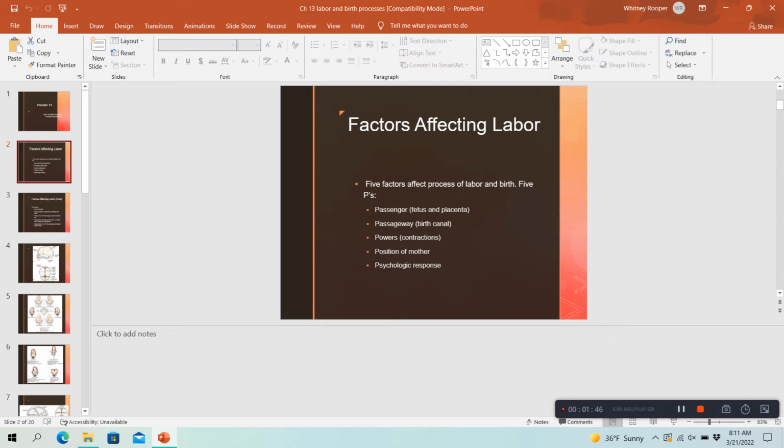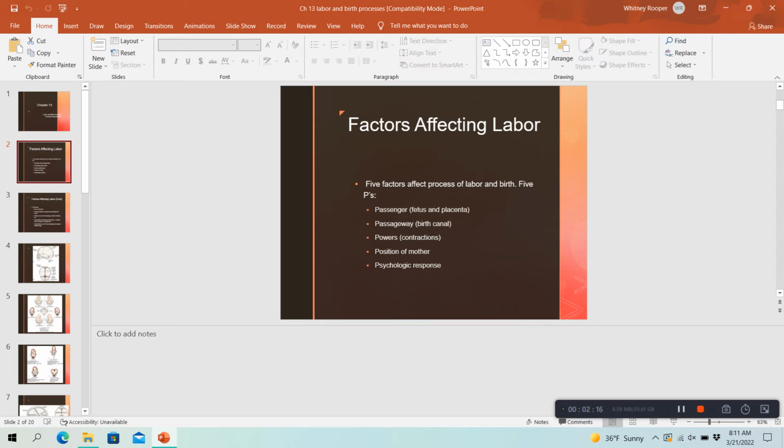In this case, the first P is passenger. The passengers are the fetus and the placenta. Those are the 2 passengers in this process. The second P is passageway, and the passageway is the birth canal, the way that the fetus exits the body. The third P is the powers, and the powers are the contractions. What is the power that propels the fetus out? Maybe propel is the wrong word, because it's more like inches out instead of propels out.